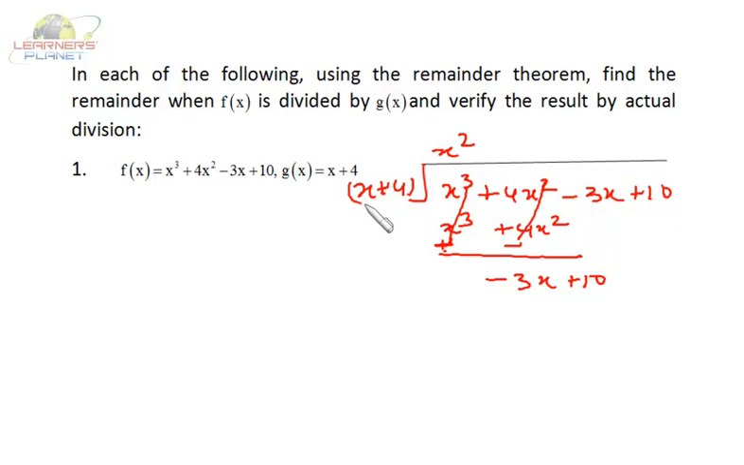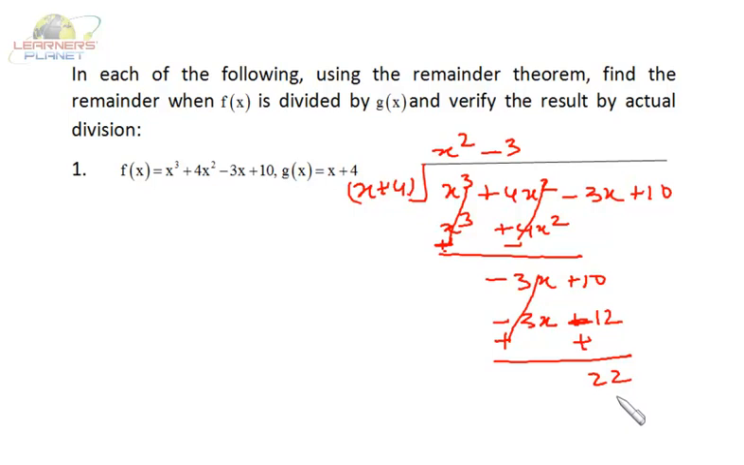Now how do I get minus 3x? If I multiply this x by minus 3, it is minus 3x, and if I multiply this minus 3 to this 4, I'll be getting 12. I'm sorry, it will be minus 12. So further just change the sign at both the places. Here it is 22. That means if I divide x cube plus 4x square minus 3x plus 10 by x plus 4, I am getting the remainder as 22.